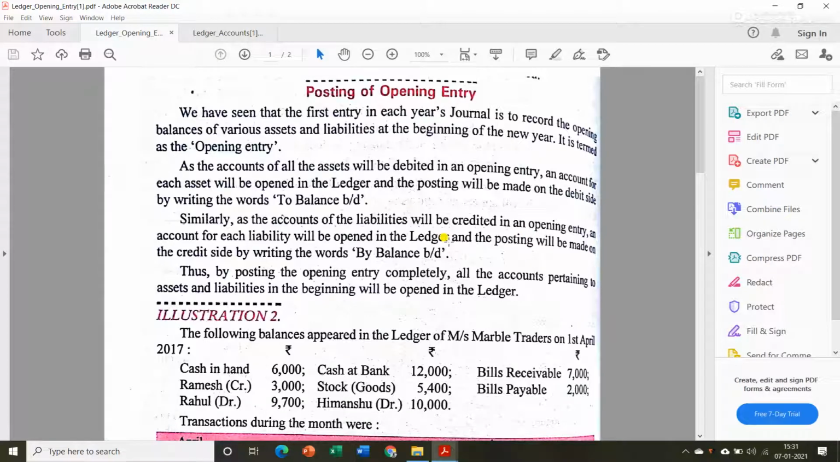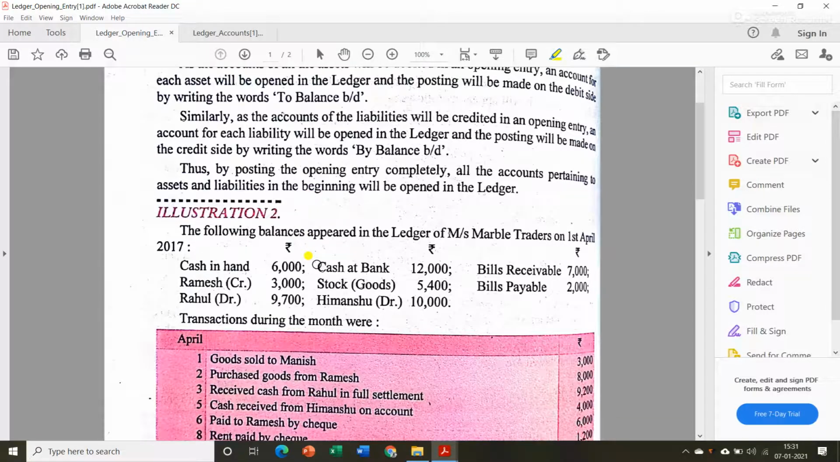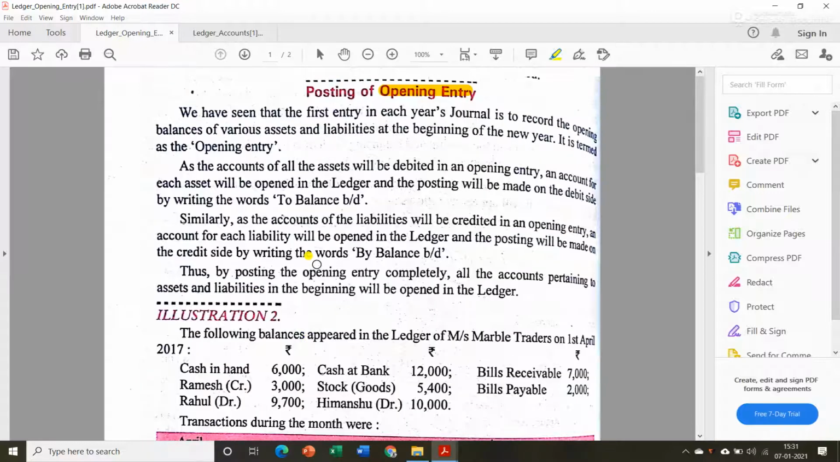Hello students, in our previous session we have seen how to post journal entries and after that how to prepare ledger. Now in journal, if you remember, we have done something known as opening entry. Opening entry is nothing but, in the question they will give us some balances of assets and liabilities. For those assets and liabilities, first we have to pass journal entries for those opening accounts, and then we have to continue our journal entries of other transactions.